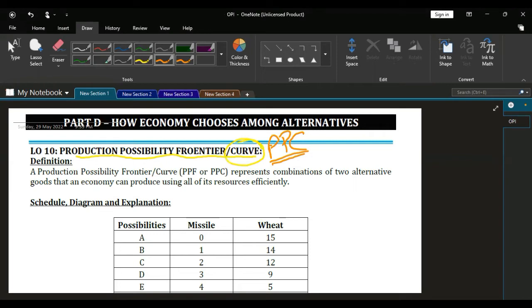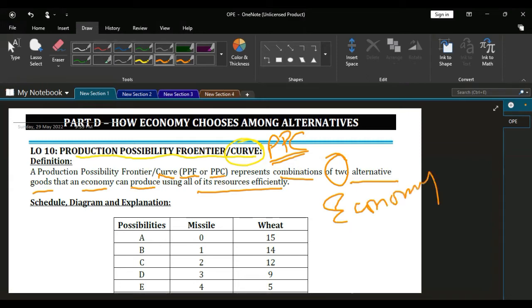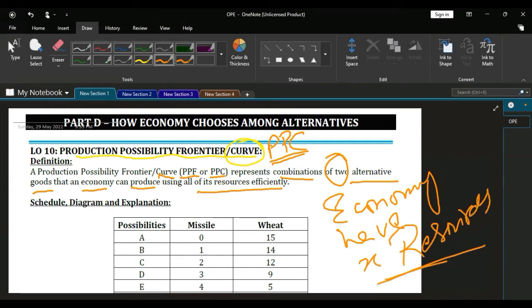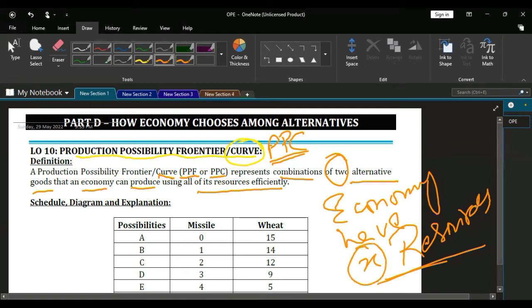A production possibility curve, also known as PPC or PPF, represents combinations of two alternative goods that an economy can produce using all its resources effectively. For example, if an economy has X resources, it can allocate all these resources only to two different kinds of goods.